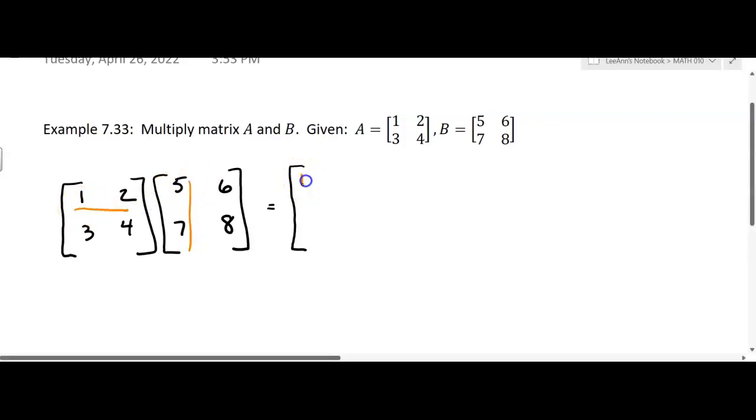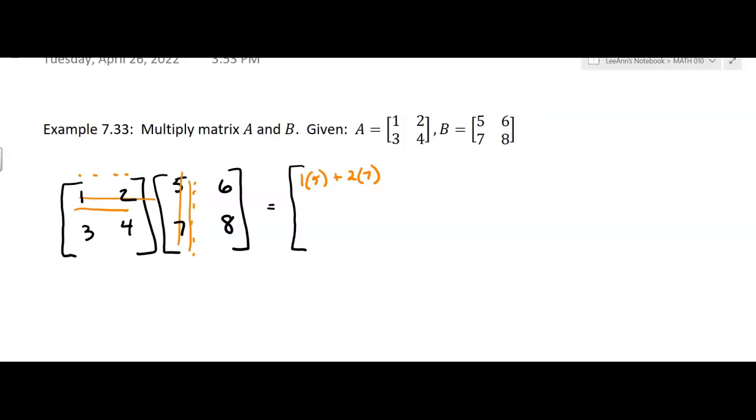That's going to be 1 times 5 plus 2 times 7. So you move across the row while you move down the column. That's how I remember it. My teacher would always say, strike the row and the column. Of course, when you put a line through it, it makes it harder to see. But you're matching the 1 and the 5, the 2 and the 7. Okay, that's just the first entry.